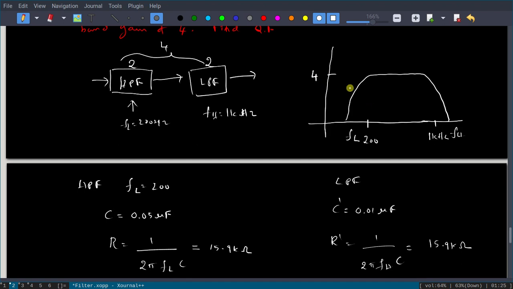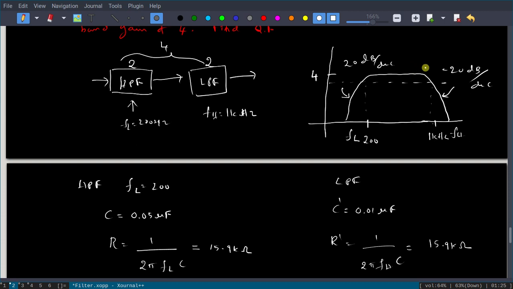Gain is 4, and one cutoff frequency is FL and another cutoff frequency is FH, where the gain will be 0.707 times the maximum, 70% of the maximum, at the cutoff frequencies. And the roll off, if you see in the dB scale, I have plotted here in linear scale, in dB scale it will be plus 20 dB per decade here, and minus 20 dB per decade here. This is in the decade scale, not in the linear scale. This is how you design a band pass filter.